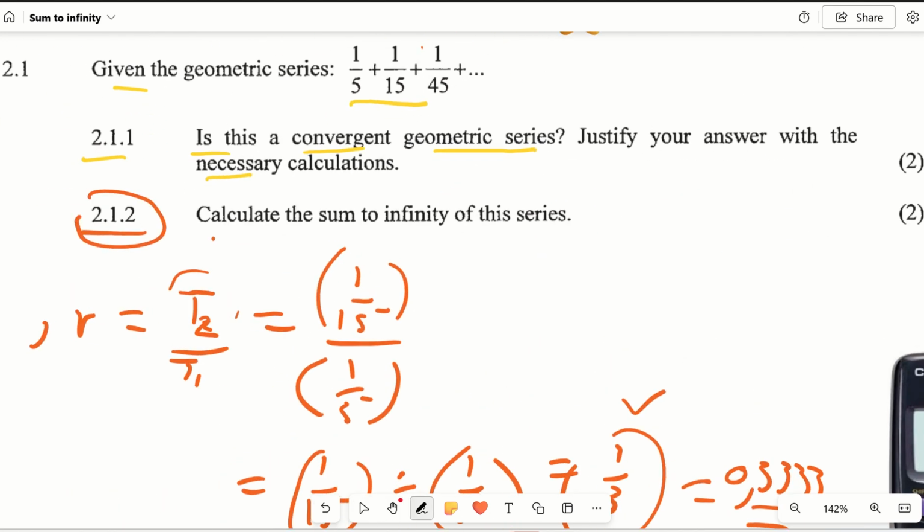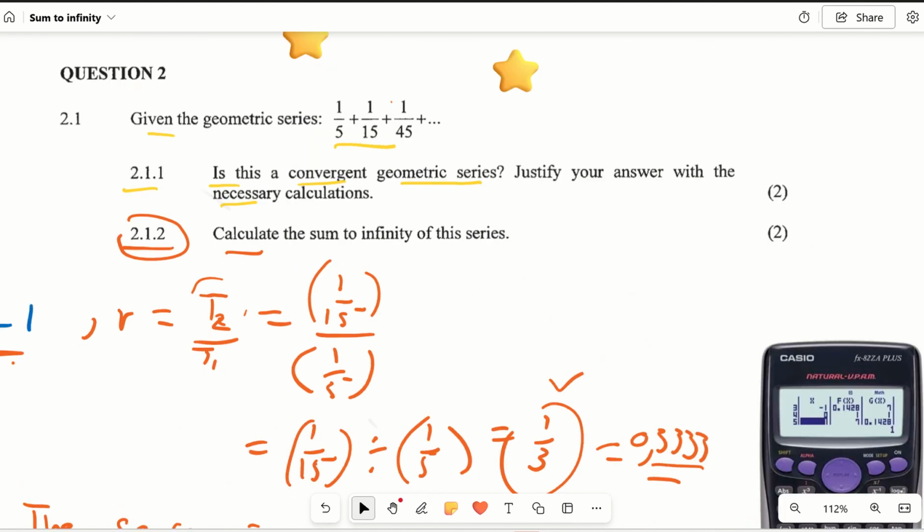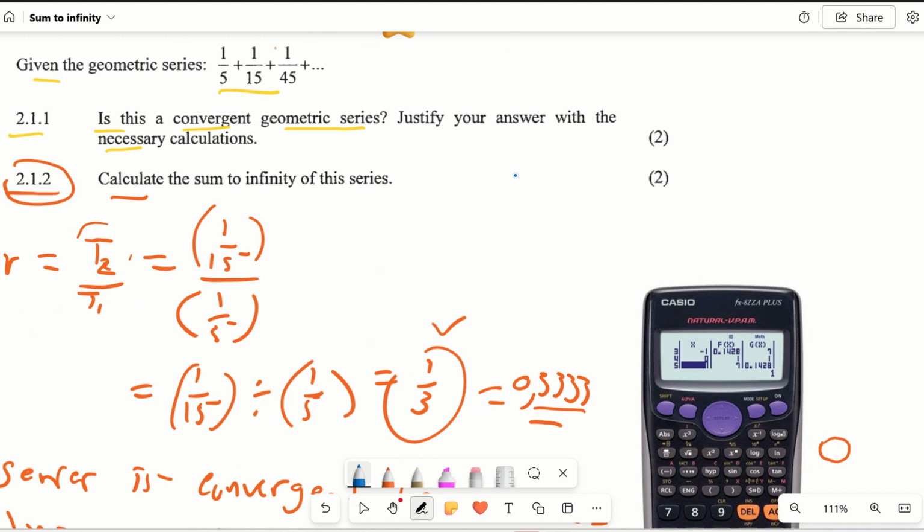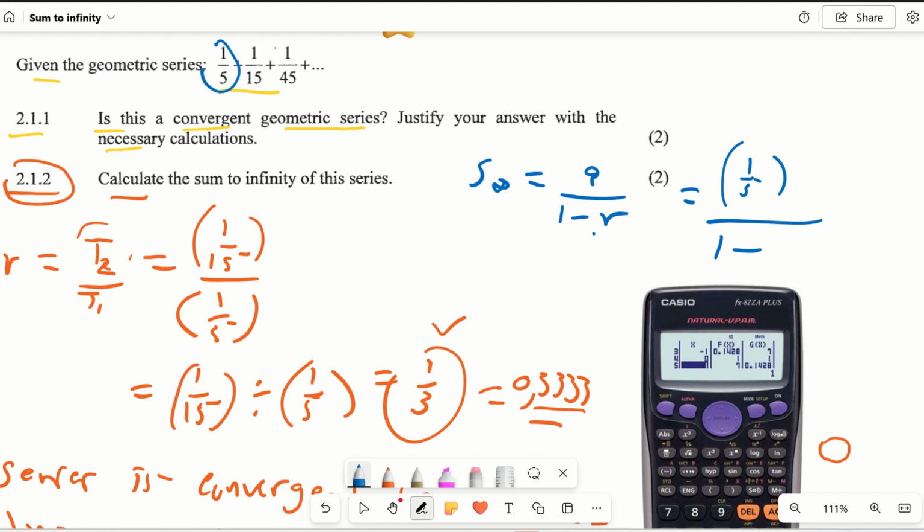The next question says calculate the sum to infinity of the series. You guys, I gave you a chance. I gave you like 2 minutes to memorize the sum to infinity formula, which goes: S infinity is equal to a over 1 minus r. Your a is the first term, that is 1 over 5. That's how you write it in your calculator, 1 minus your constant ratio, which is 1 over 3.